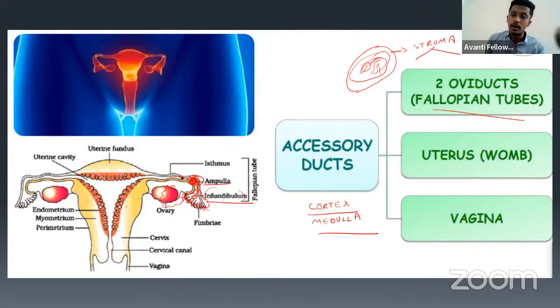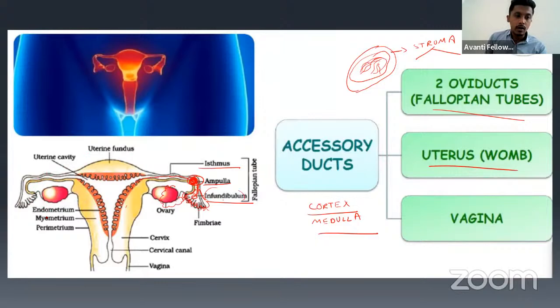That means it becomes smaller and smaller. So this region is called the isthmus. The isthmus opens into the uterus. The uterus is also called the womb. The womb consists of three important anatomical layers. The outermost layer is called the perimetrium.